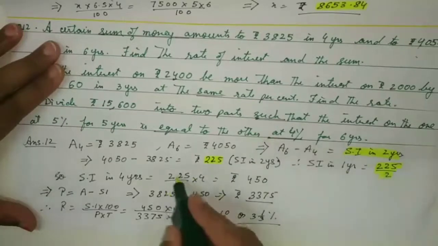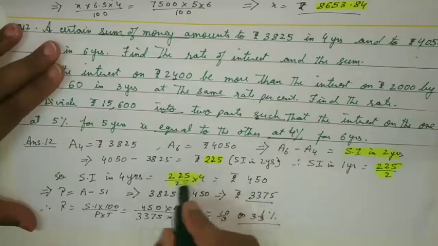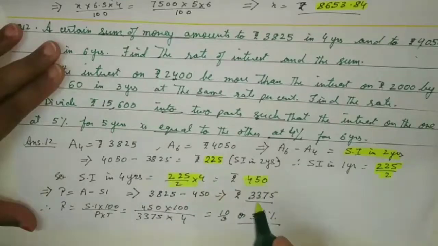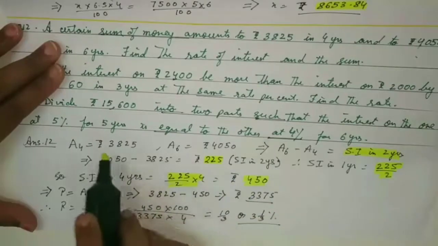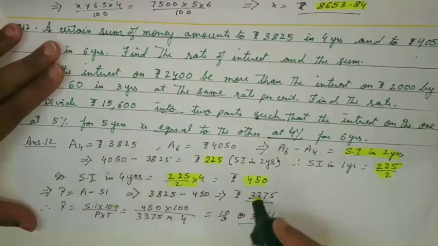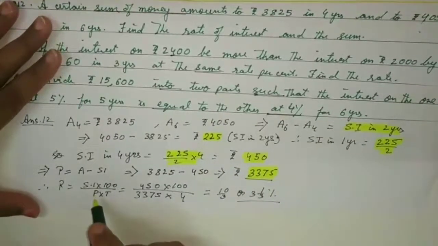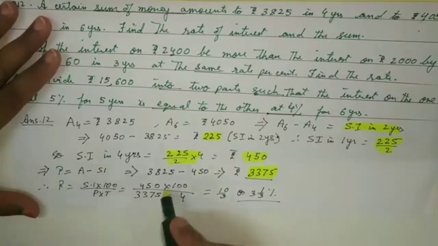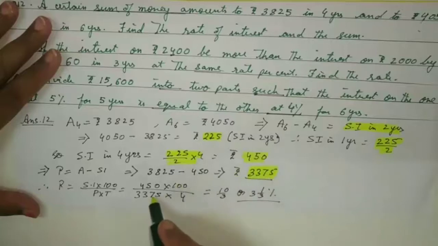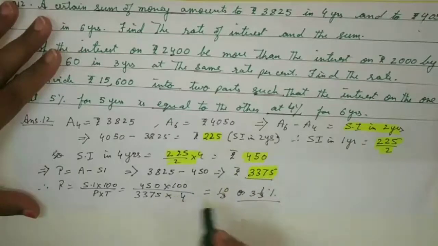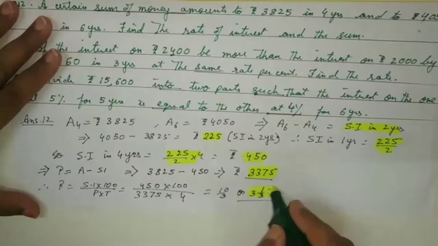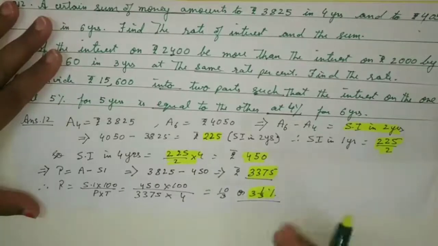When we multiply it by 4, we know this is the interest in 4 years, that is 450 rupees. The amount is given to you, 3825. So if we subtract, we get the principal for the 4 years. And then finding out the rate will be simple, that is SI into 100 by P into T, that is 450 into 100 by 3375 into 4. And the rate is 1 by 3%.